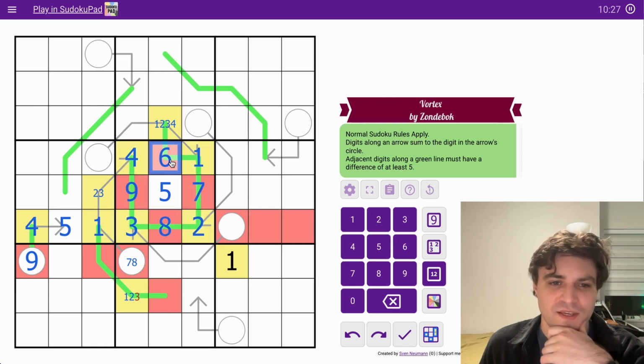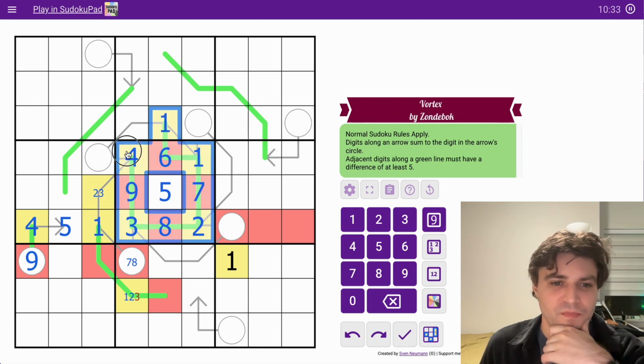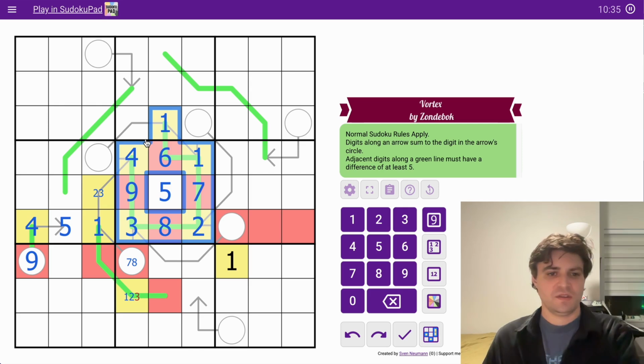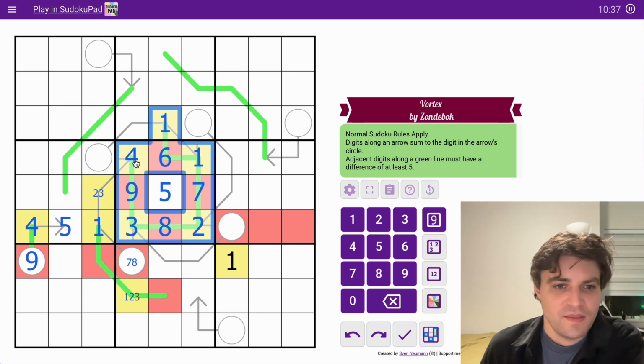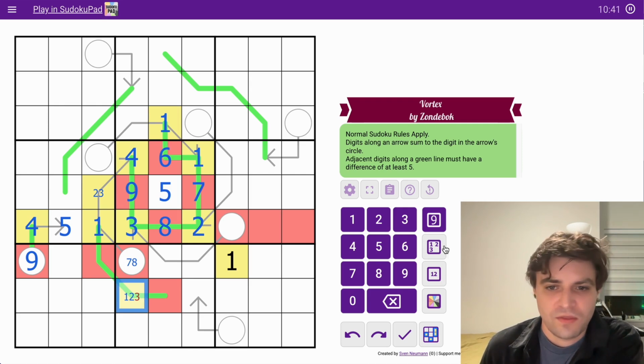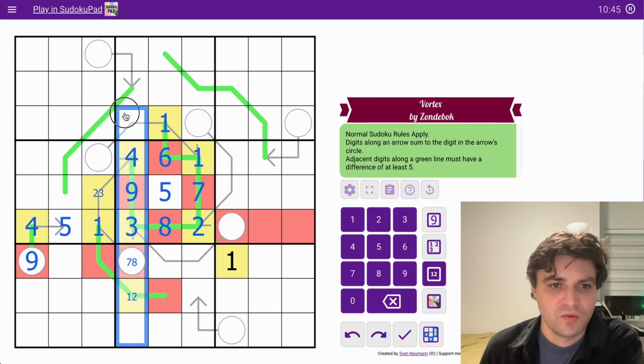But if this is a 6, then this needs to be a 1. Excuse me. This needs to be a 1 by the green line rule. So we've done this. All right, so you're not allowed to be a 3. We know that. You must be a 1 or a 2. Wonder where the other 1 or 2 goes. We'll figure that out a little bit later.